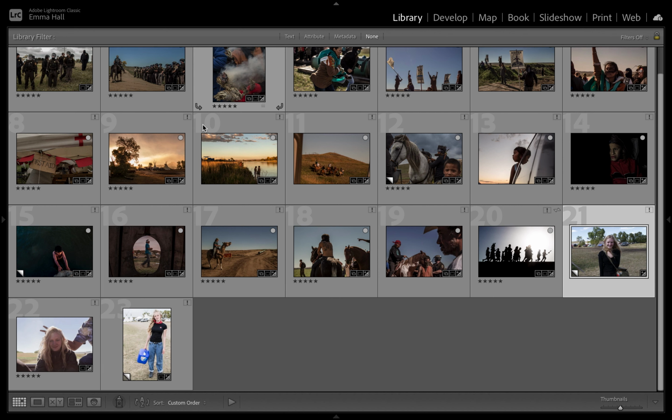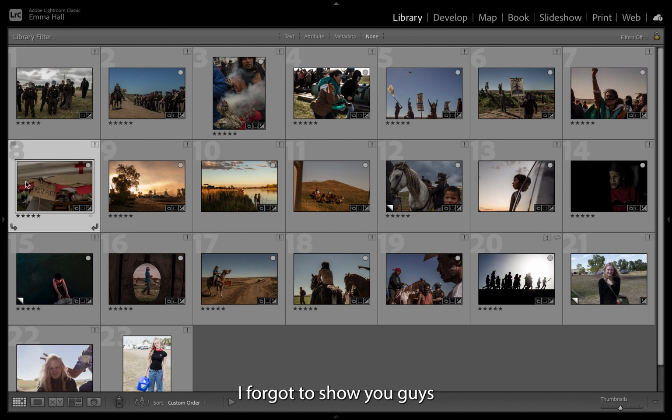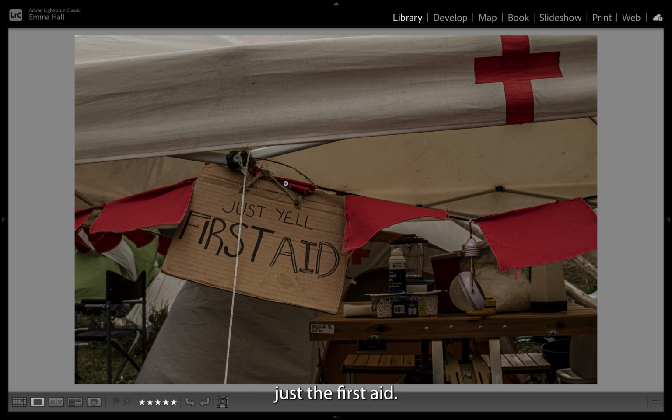And yeah. Oh, we have this one too. I forgot to show you guys. Just Yell First Aid. I think it's an interesting photograph in the sense of this cardboard sign says Just Yell First Aid at a medic camp. You know exactly that this is a protest, and just kind of the simplicity of it. I wish that string wasn't there, but you know, what can you do? So this one has to stay.